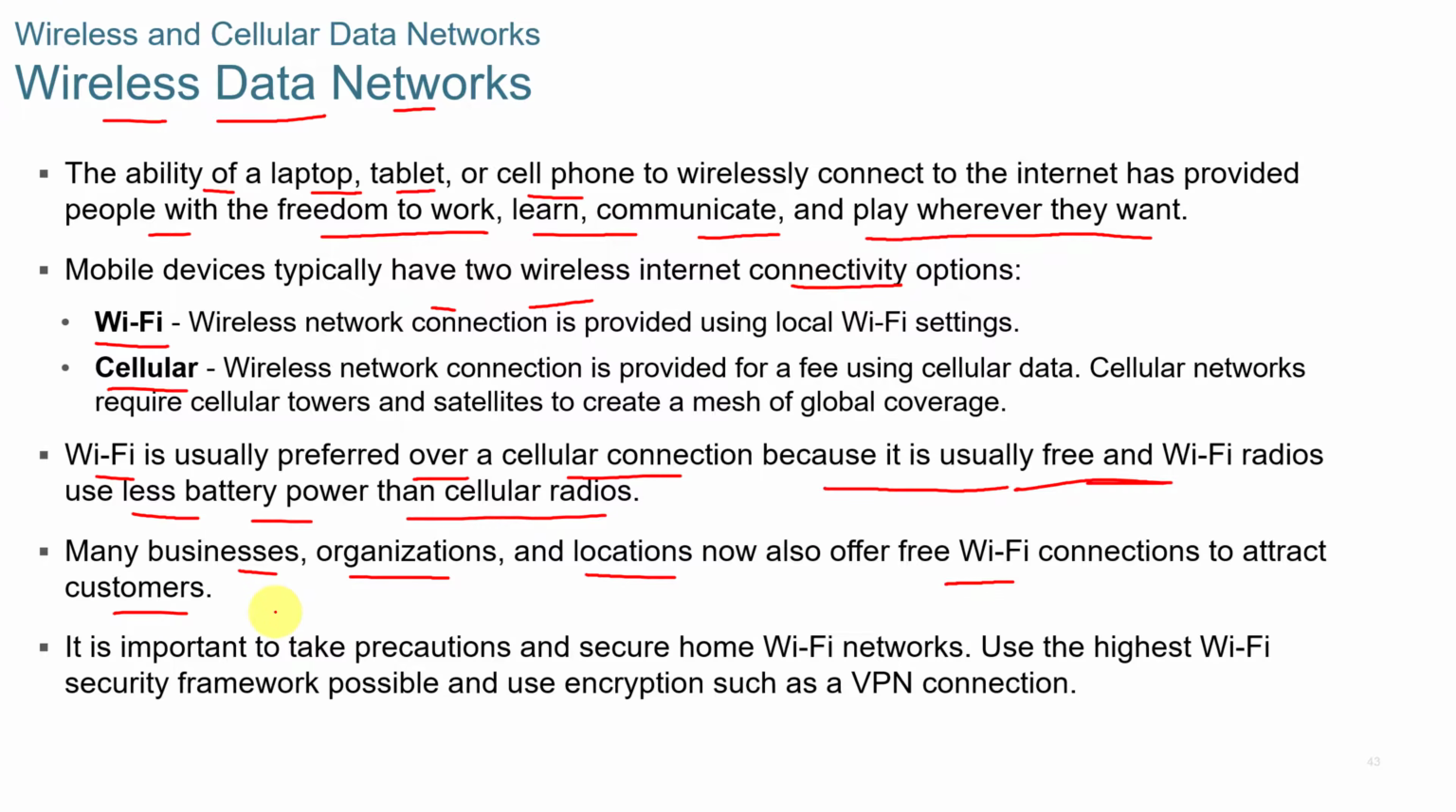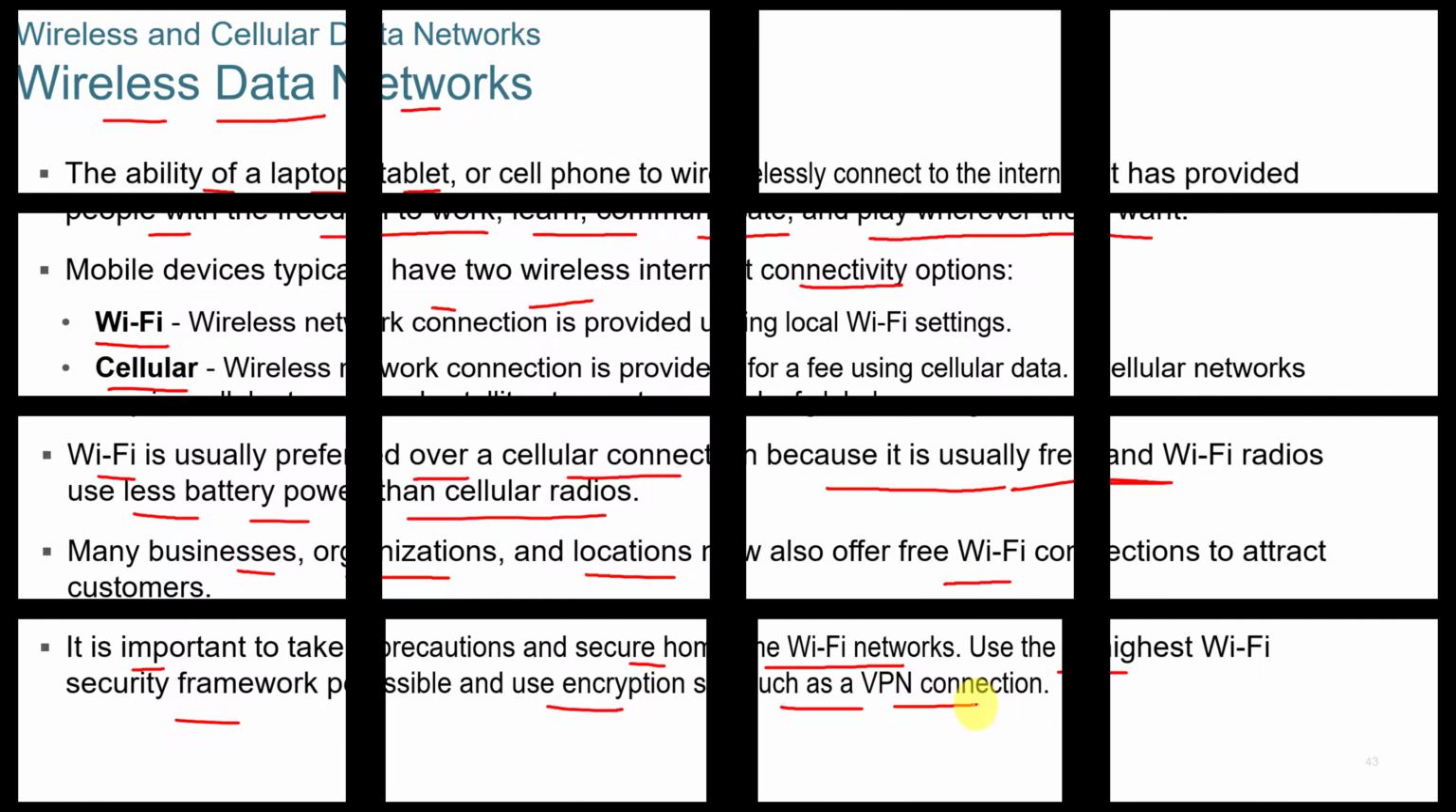Just be careful and warn your customers, the people that you're working with or working for, to be careful about what Wi-Fi they use, though, because those can be hijacked. So when you're connecting to what I call public Wi-Fi connections, just be careful about what you're doing. Don't do any banking or things like that on public Wi-Fi. It's also important to take precautions to secure your home Wi-Fi networks, using the highest Wi-Fi security and possibly using an encryption such as a VPN connection.